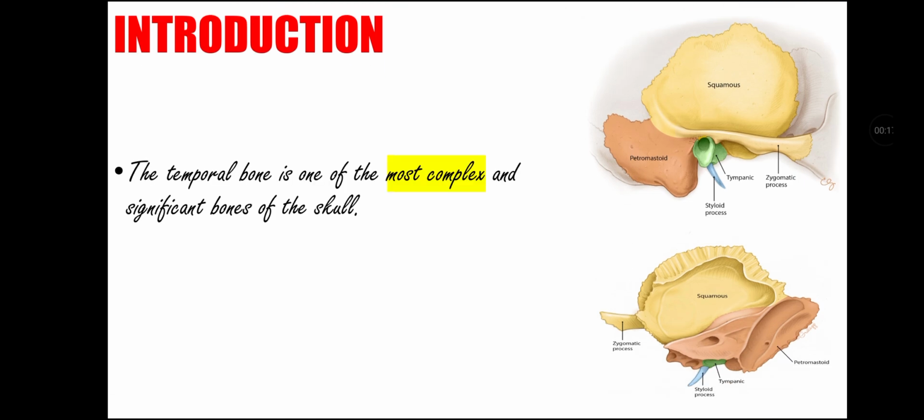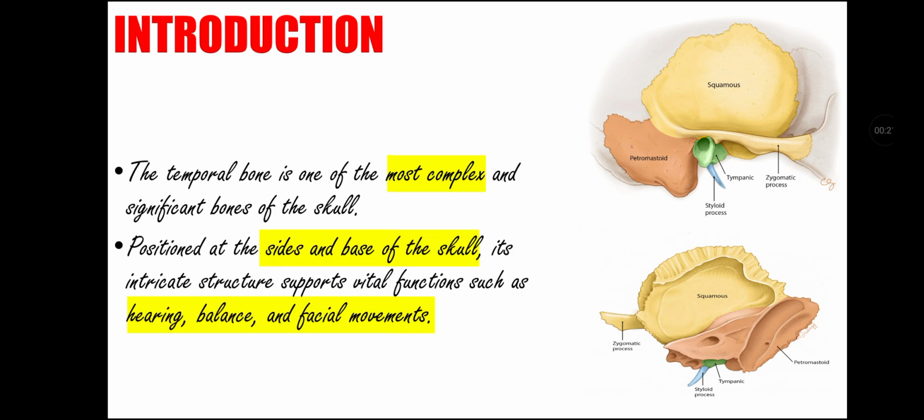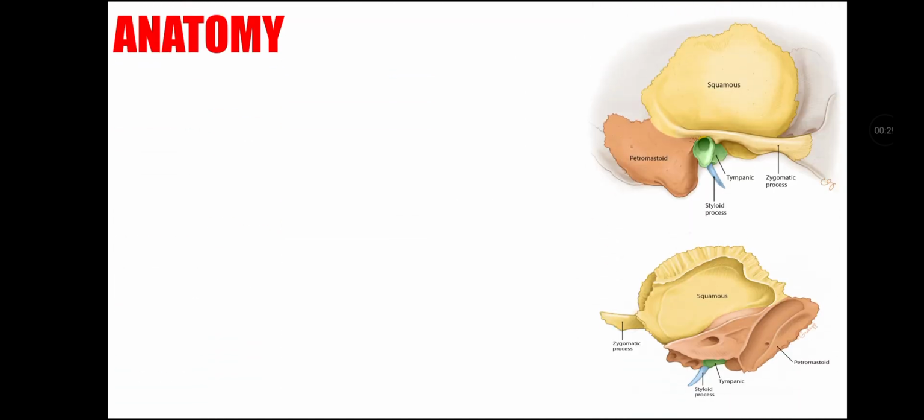Temporal bone is one of the most complex and significant bones of the skull. Positioned at the side and base of the skull, its intricate structure supports vital functions such as hearing, balance, and facial movements. Now let's talk about anatomy of this temporal bone.